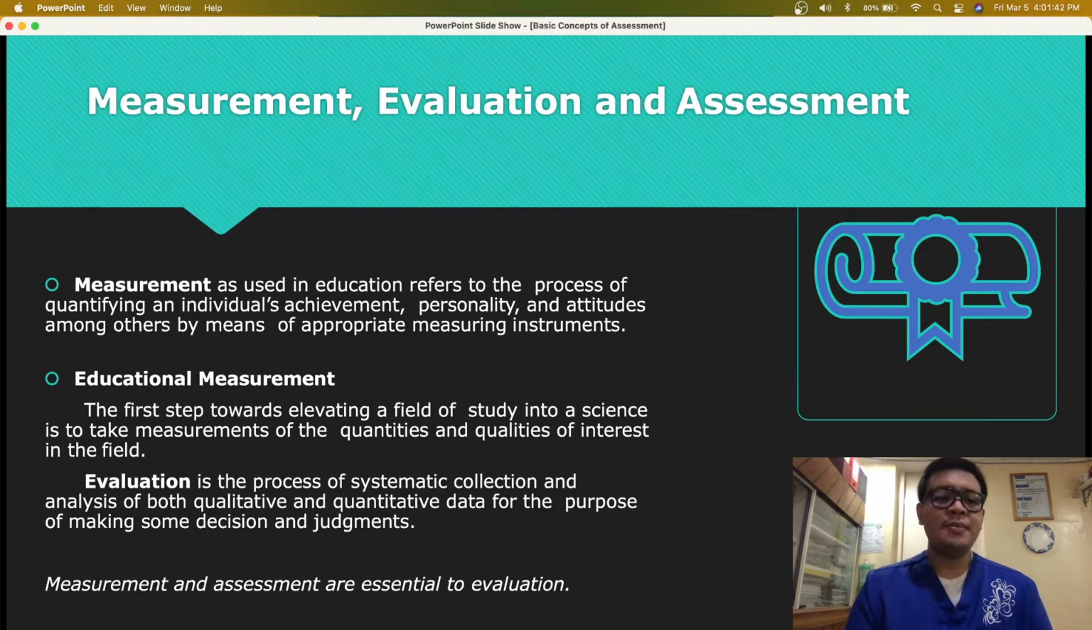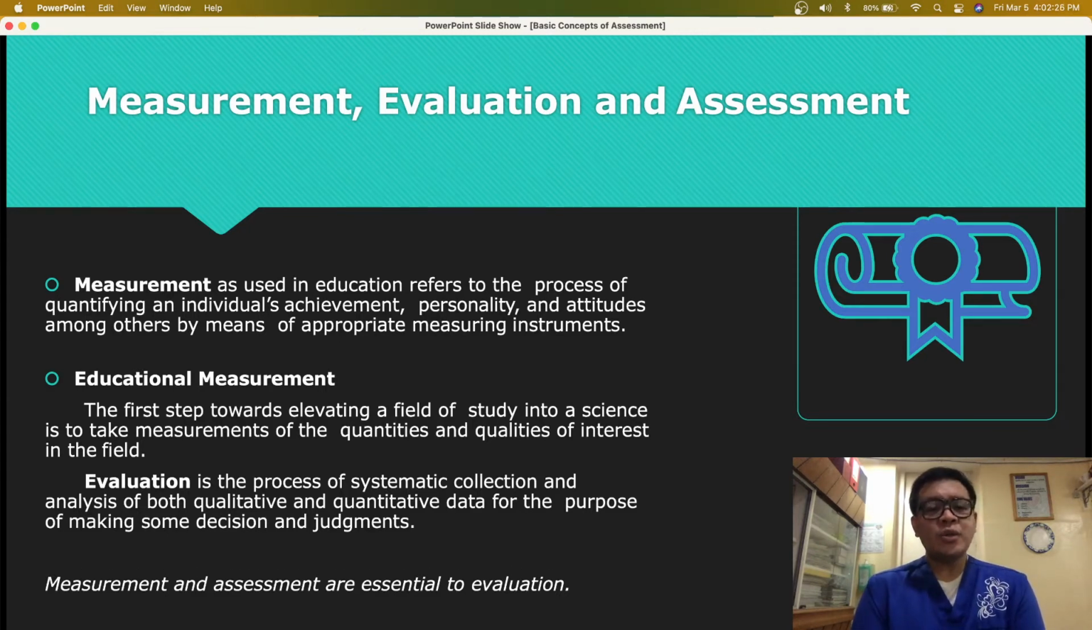Measurement, evaluation, and assessment. Measurement, as used in education, refers to the process of quantifying an individual's achievement, personality, and attitudes, among others, by means of appropriate measuring instruments. Educational measurement is actually the first step towards elevating a field of study into a science, which is to take measurement of the quantities and qualities of interest in the field. And evaluation is defined as the process of systematic collection and analysis of both quantitative and qualitative data for the purpose of making decisions and judgments. Thus, measurement and assessment are essential in evaluation.